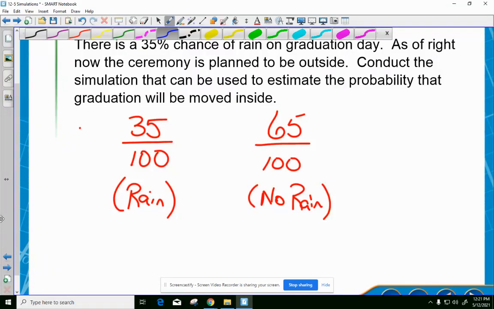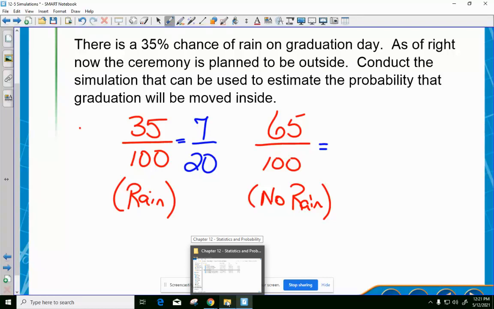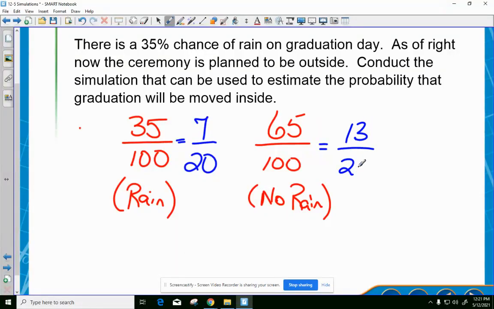What can I reduce it down to? I can reduce it down to something out of 20, which means I'm not going to generate numbers 1 to 10. I'm going to be generating numbers 1 to 20. Okay, so what can I reduce this to? 7 out of 20, good. Take a 5 out of both of those, you get 7 out of 20. Over here, 13 out of 20, right? Okay, so I'm close to being ready to run my simulation.